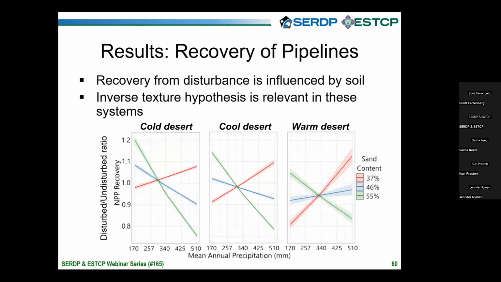One more seemingly complicated but truly simple figure about the pipelines is that soil type matters. And soil scientists all over the world would have said, yes, we knew that already. But it's important here that we are able to contextualize the role of soil in relation to climate, which in this case is variability in mean annual precipitation across the pipelines. And the values that we're seeing on the figures are a ratio of disturbed to undisturbed productivity, or NPP.